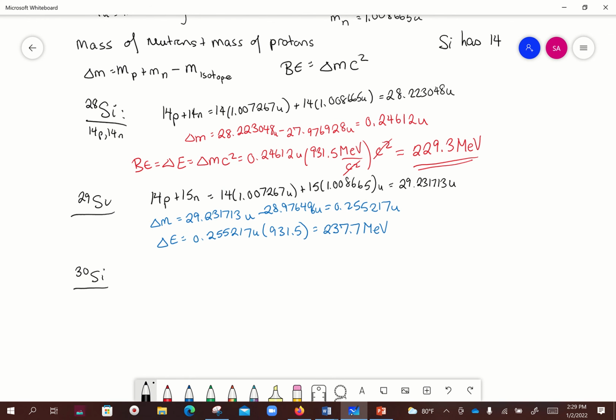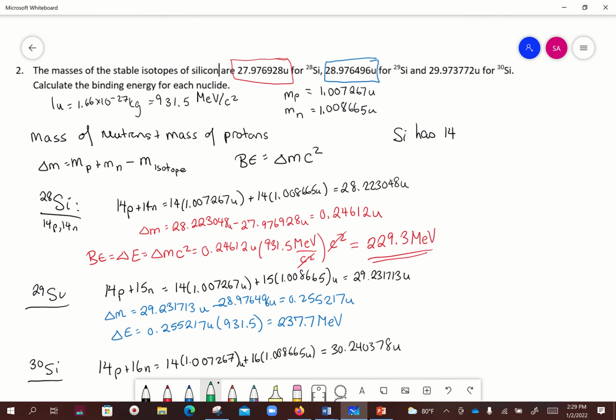Okay, finally let's do it for silicon 30. So silicon 30 has 14 protons and 16 neutrons. So it's 14 times 1.007267 plus 16 times 1.008665 U, and I get 30.240378 U.